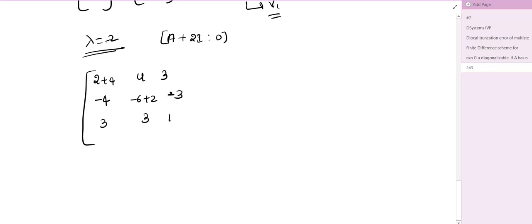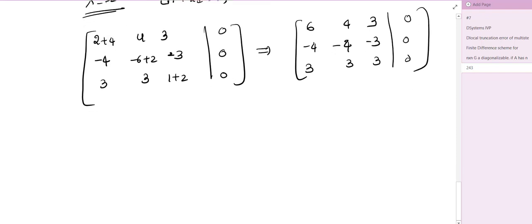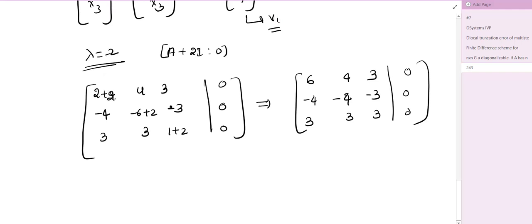So 3, 3, 1 plus 2. This is augmenting with 0. So here we get 6, 4, 3, minus 4, minus 4, minus 3. So 3, 3 and 3. This we are augmenting here with 0. So here what we do is, this will be 2 plus 2, that is 4.